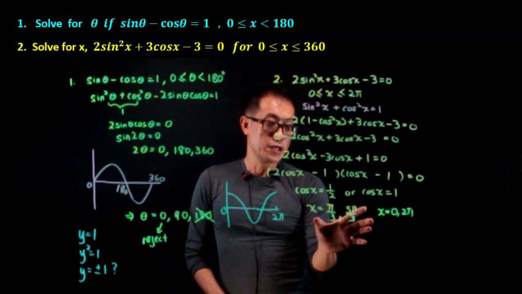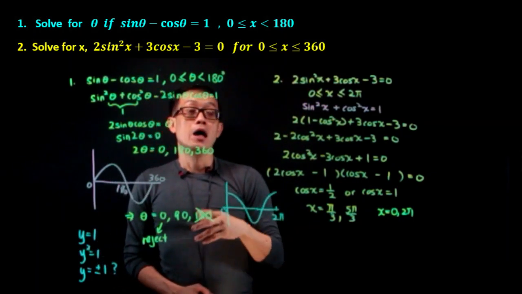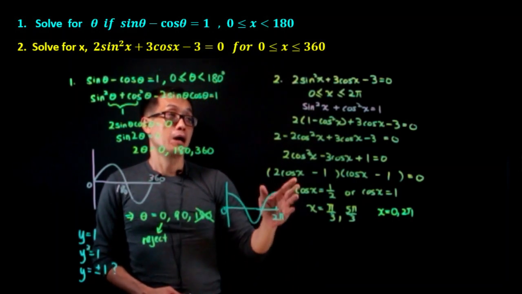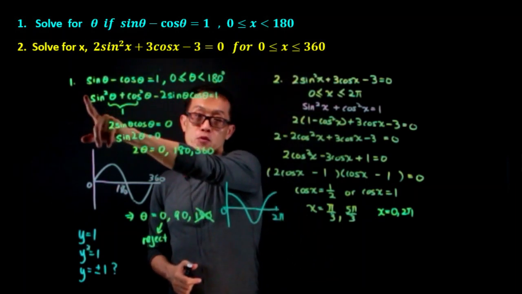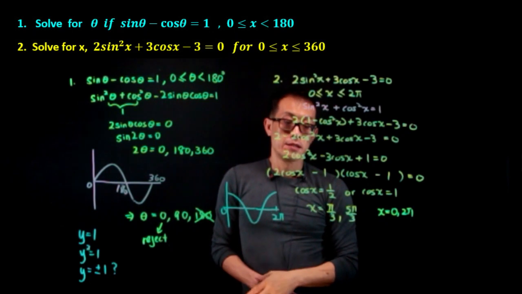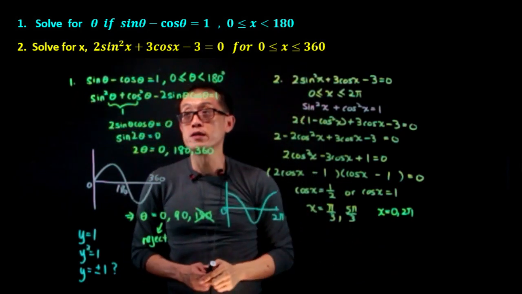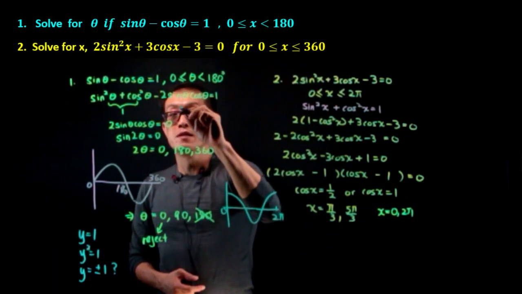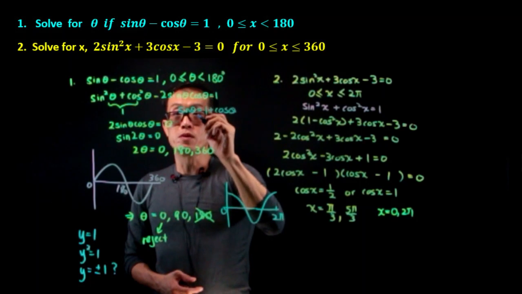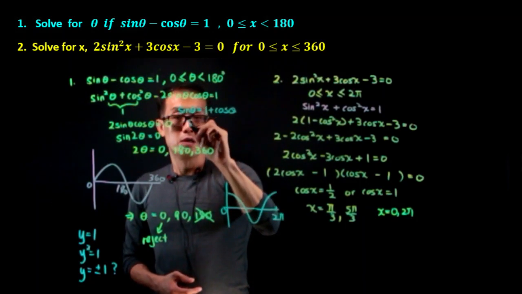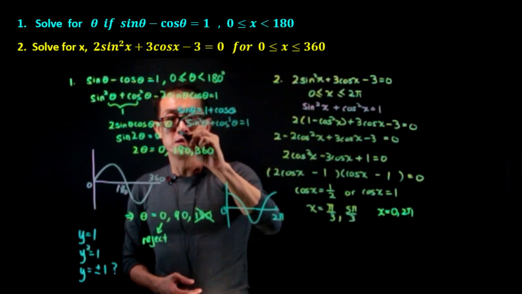Now the question is, do we really need to substitute these 4 solutions into the given equation to check whether it's satisfied? There's no necessity. Why? Because in this equation, did we purposely go and square both sides? We did not. It's different from question 1. Go back to the beginning of the lesson. I also mentioned that for question 1, there are 2 ways to solve it. One way is I express sine theta as 1 plus cos theta, and then I substitute 1 plus cos theta into sine squared theta plus cos squared theta equals 1. That means I substitute this into here.